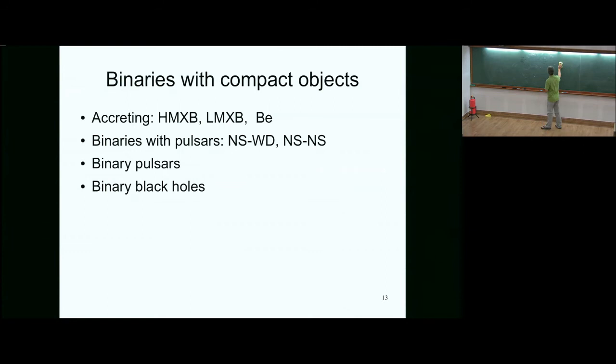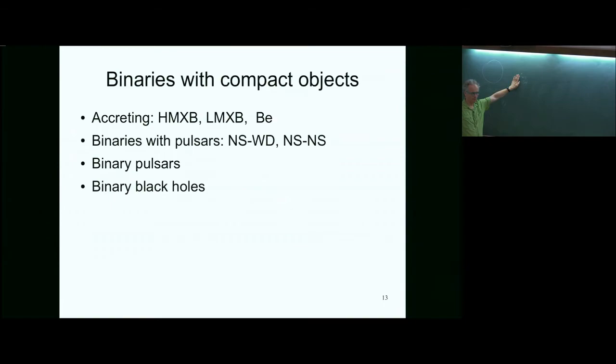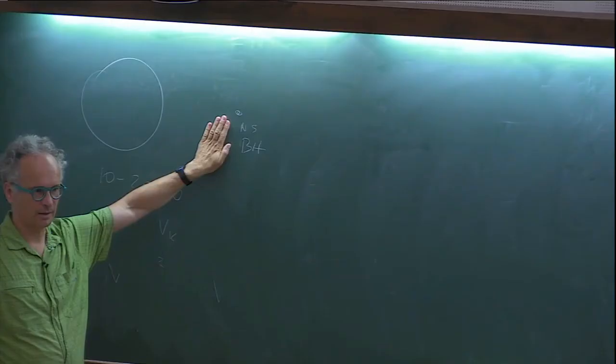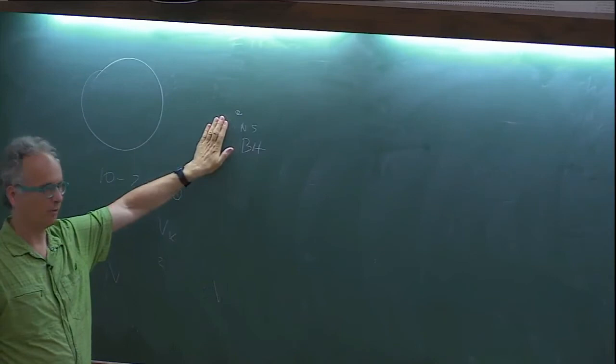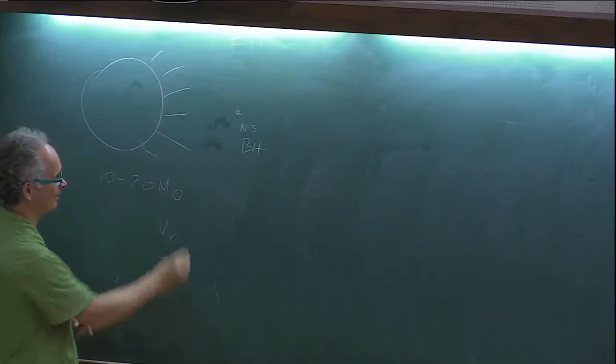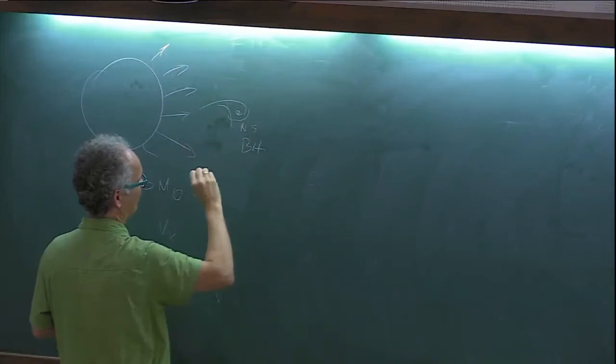So high mass X-ray binaries. A high mass X-ray binary is a binary where we have a star with a mass of 10 to 20 solar masses and a compact object in a relatively tight orbit. And the compact object is accreting material from the wind of the massive star. So we have rays that represent the wind. And the wind is accreting here, and we see X-rays. So we see them because they are X-ray sources.